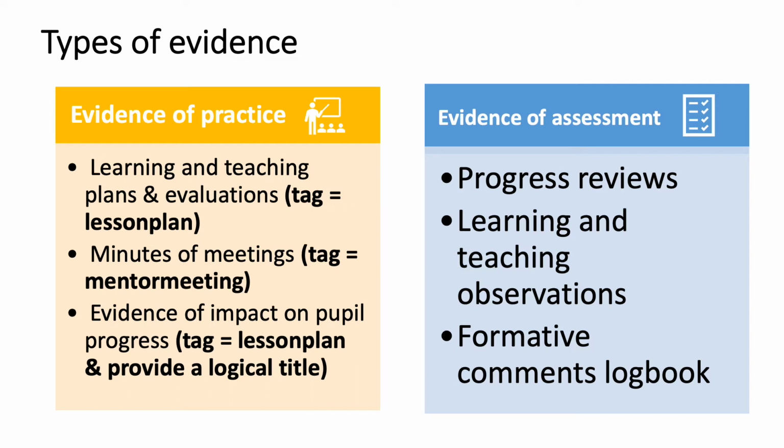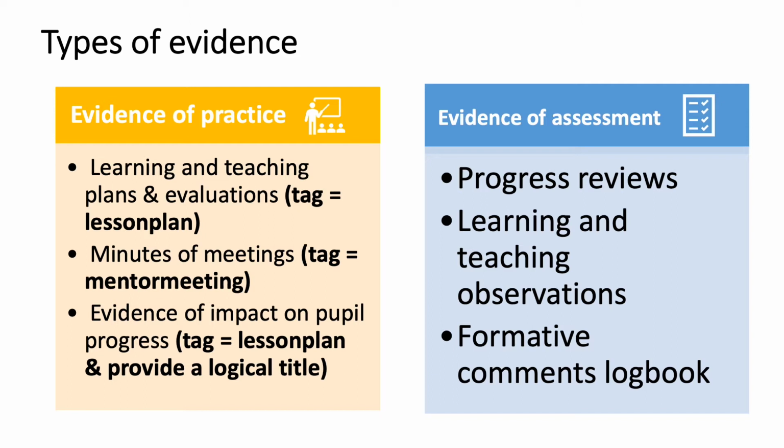So let's say, for example, I've got an entry in my formative comments logbook that is about differentiation. Then I'm definitely going to tag that as P2. So I'm going to upload it to my assets and tag it with P2. I might find that it also meets some other of the P standards, the pedagogy standards, a bit later on, but that's okay for now. I'm just going to tag it as P2 and I might come back to it when I'm prepping for my progress review. So that's the 3 different types of evidence under evidence of assessment.